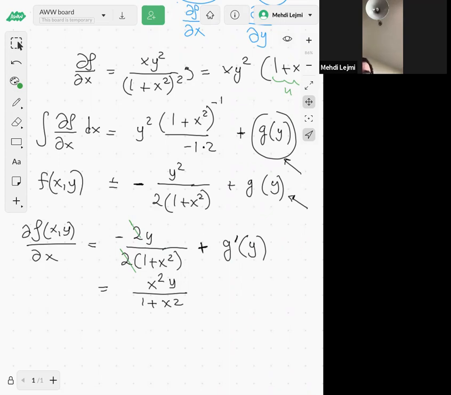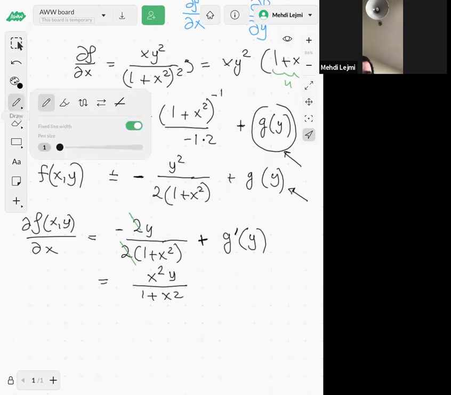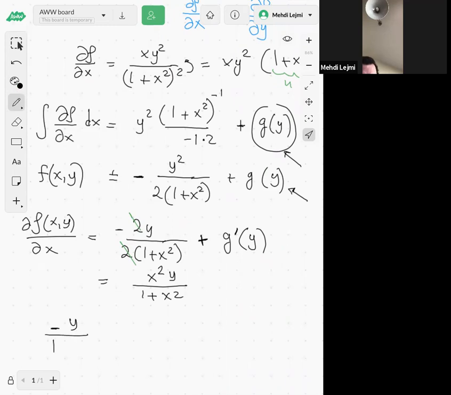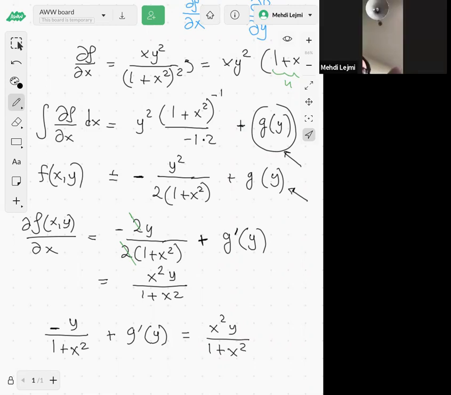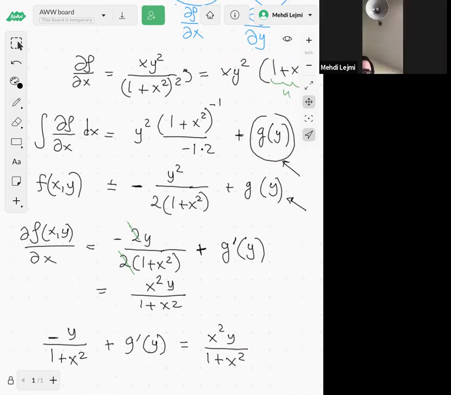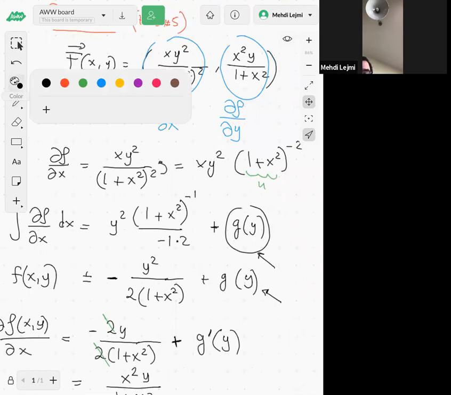So g prime of y in this case would be equal. What we are saying is that minus y over 1 plus x squared plus g prime of y. Let me see. Oh no, actually it simplifies. Okay, that's good, it works. We have to compare with the partial. This is supposed to be the derivative with respect to y.